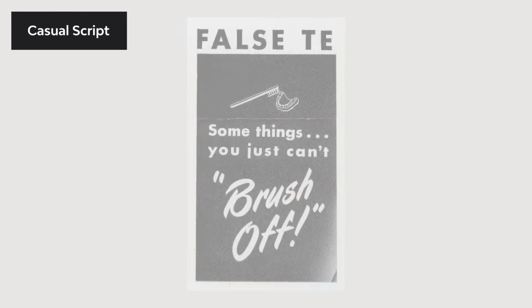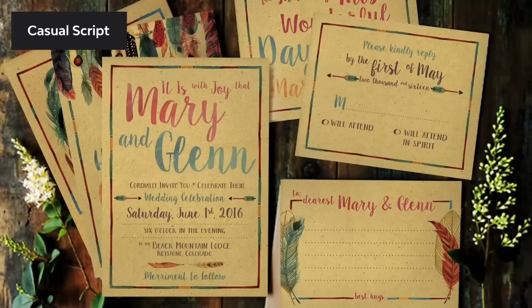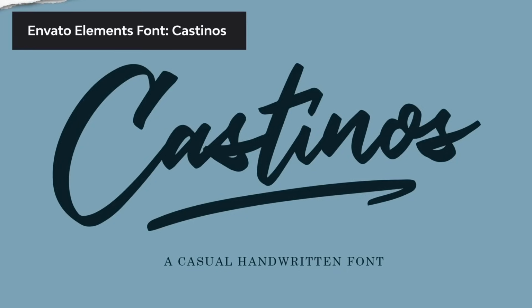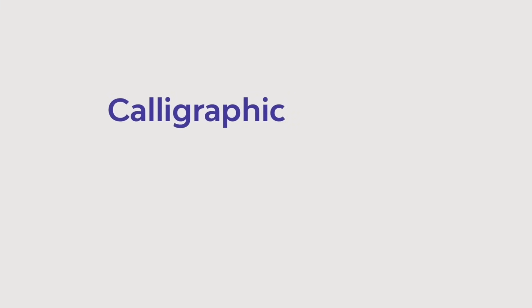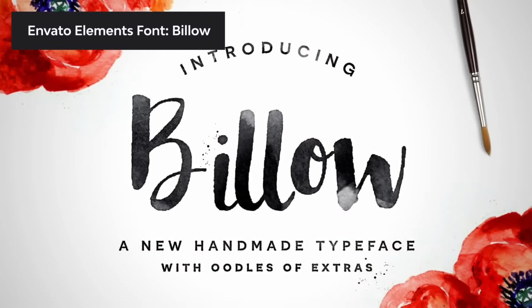Casual script fonts are inspired by wet brush strokes in the 20th century. These typefaces tend to be more relaxed and friendly compared to formal scripts. We have Castinos from Envato Elements as an example. The next category is calligraphic fonts. These have become very popular in the last few years. While these fonts try to mimic brush and nib strokes, the letter forms are quite contemporary. Below is an awesome example of calligraphic fonts.